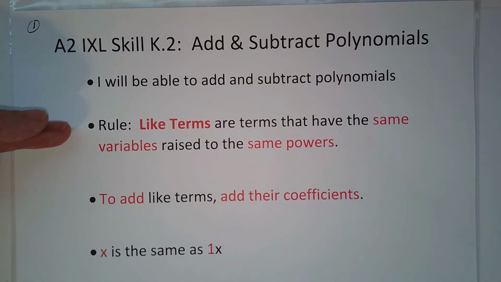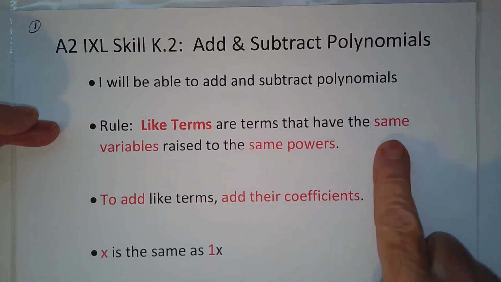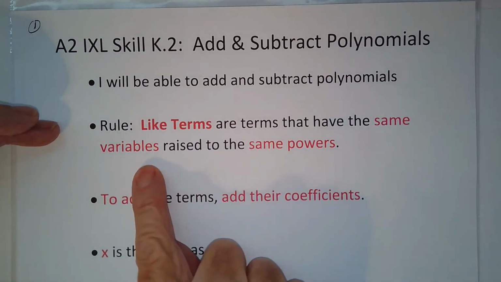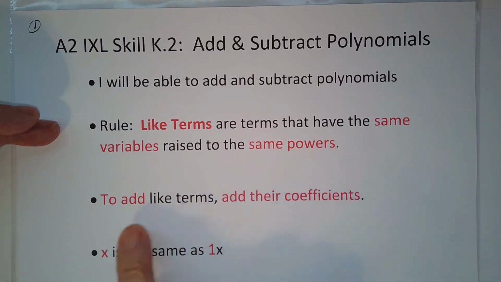There are a few rules you need to remember. So the most important one is that like terms are terms that have the same variables raised to the same powers. Okay, so this becomes a grouping thing, as you will see. So to add like terms, add their coefficients. So what do we mean by that?